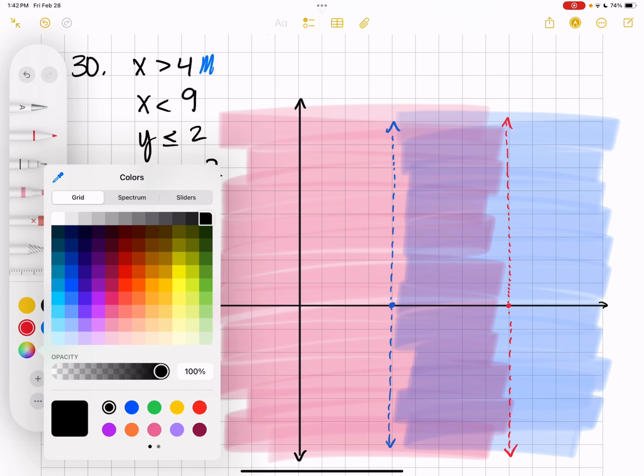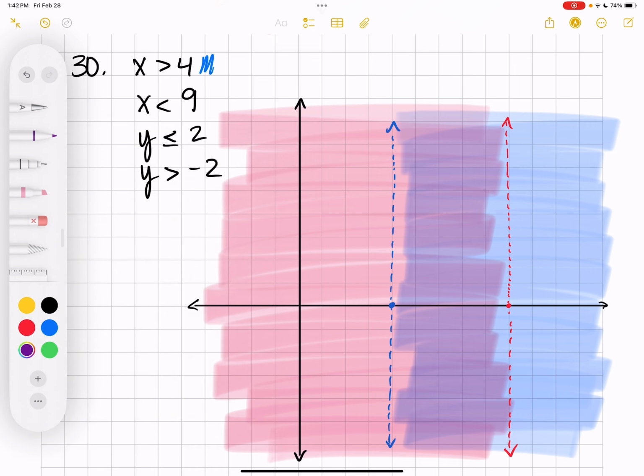How does a line shade left on the y-axis? It shades. It goes down. It shades down. So this one was solid and it shades below.